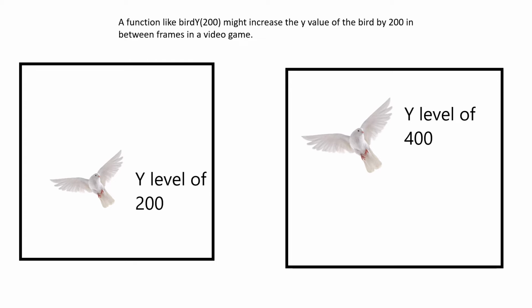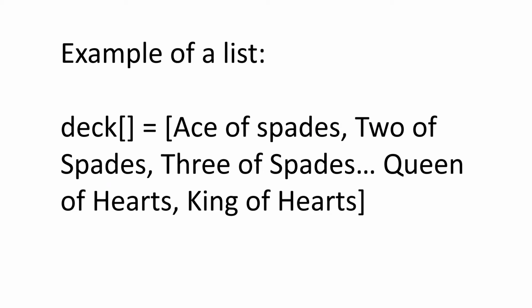But yeah, here what you see is you might call the function bird y, and you tell it to increment its value by 200. So in between frames, the y level increases by 200, and the bird character moves up 200 pixels, presumably. A list is a variable that holds a set of values, and you can find the value of that variable by calling that list at a specific point.